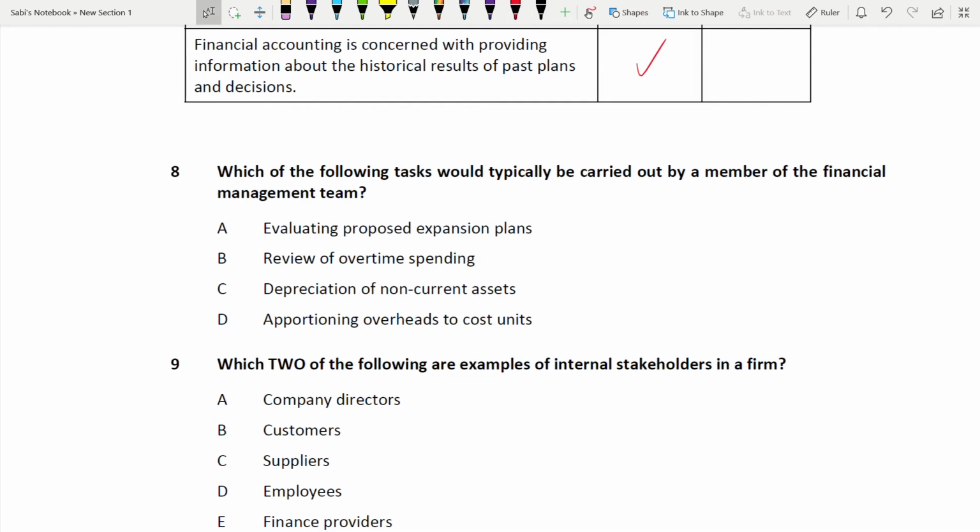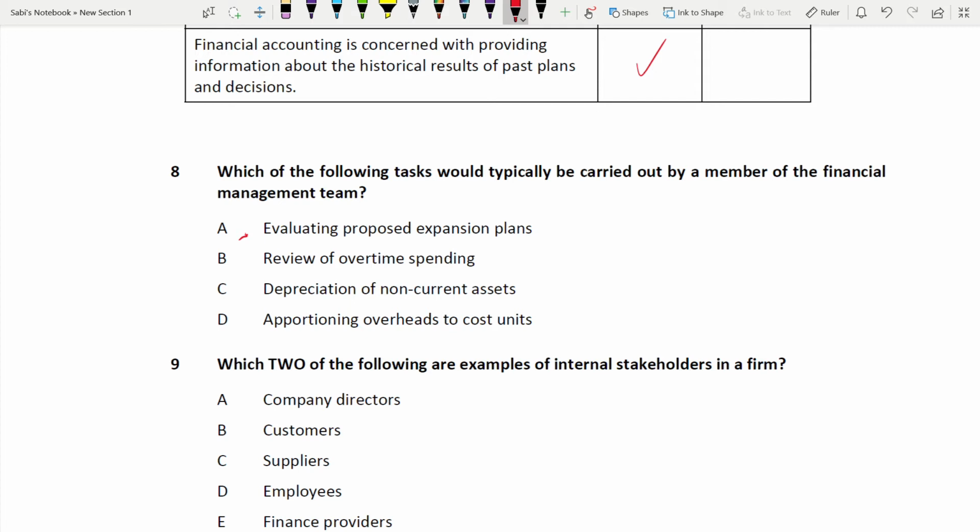Next, 8. Which of the following tasks would typically be carried out by a member of the financial management team? A. Evaluating the proposed expansion plan. It's an investment decision, right? When you have to evaluate the expansion plans. So A looks like the right answer for now. I will stop at A. Don't be in a hurry. Don't judge. Read B, C, and D also.